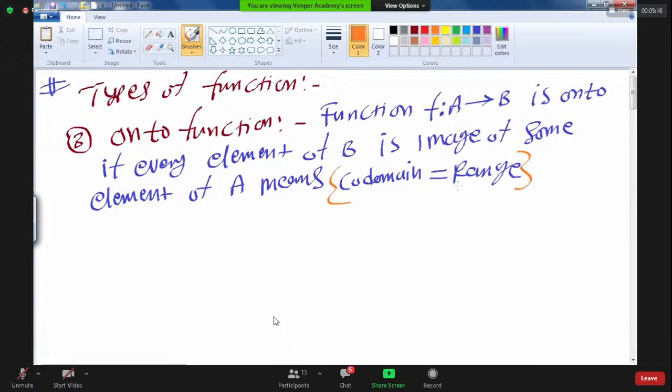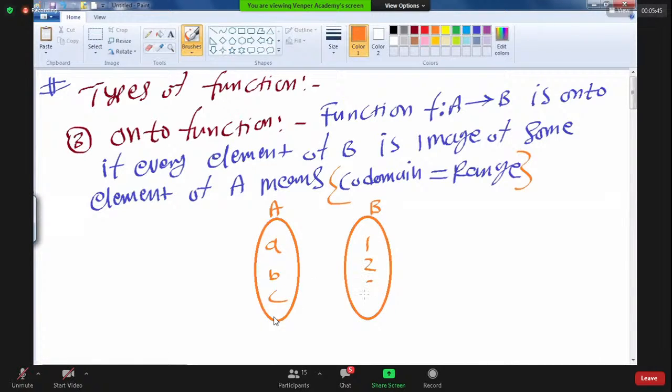Otherwise, something else will happen, and what else will happen, I will let you know. Examples also I will give you. A to B: there are two non-empty sets A and B. In A, I have three elements a, b, c. In B, I have 1, 2, 3. Obviously, A and B will be related through some relation.